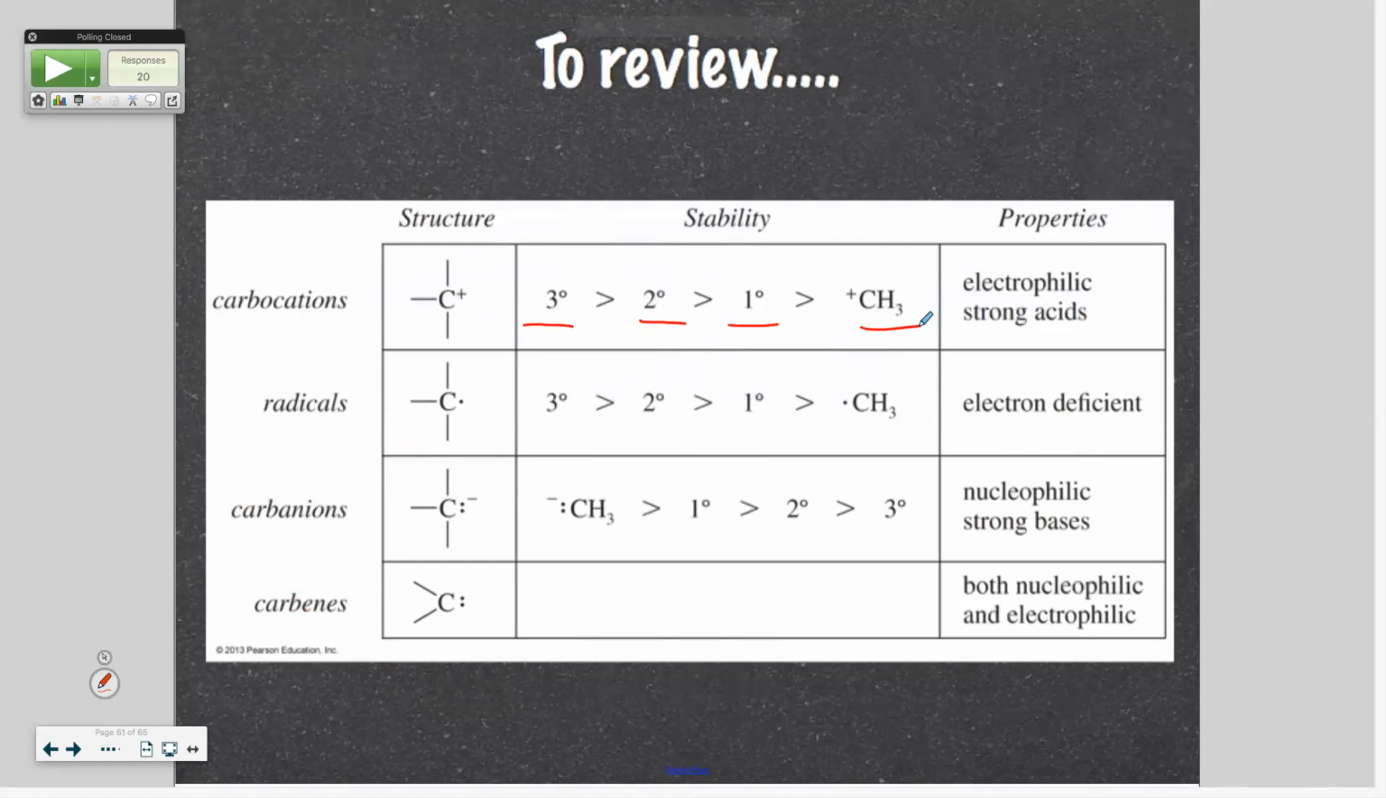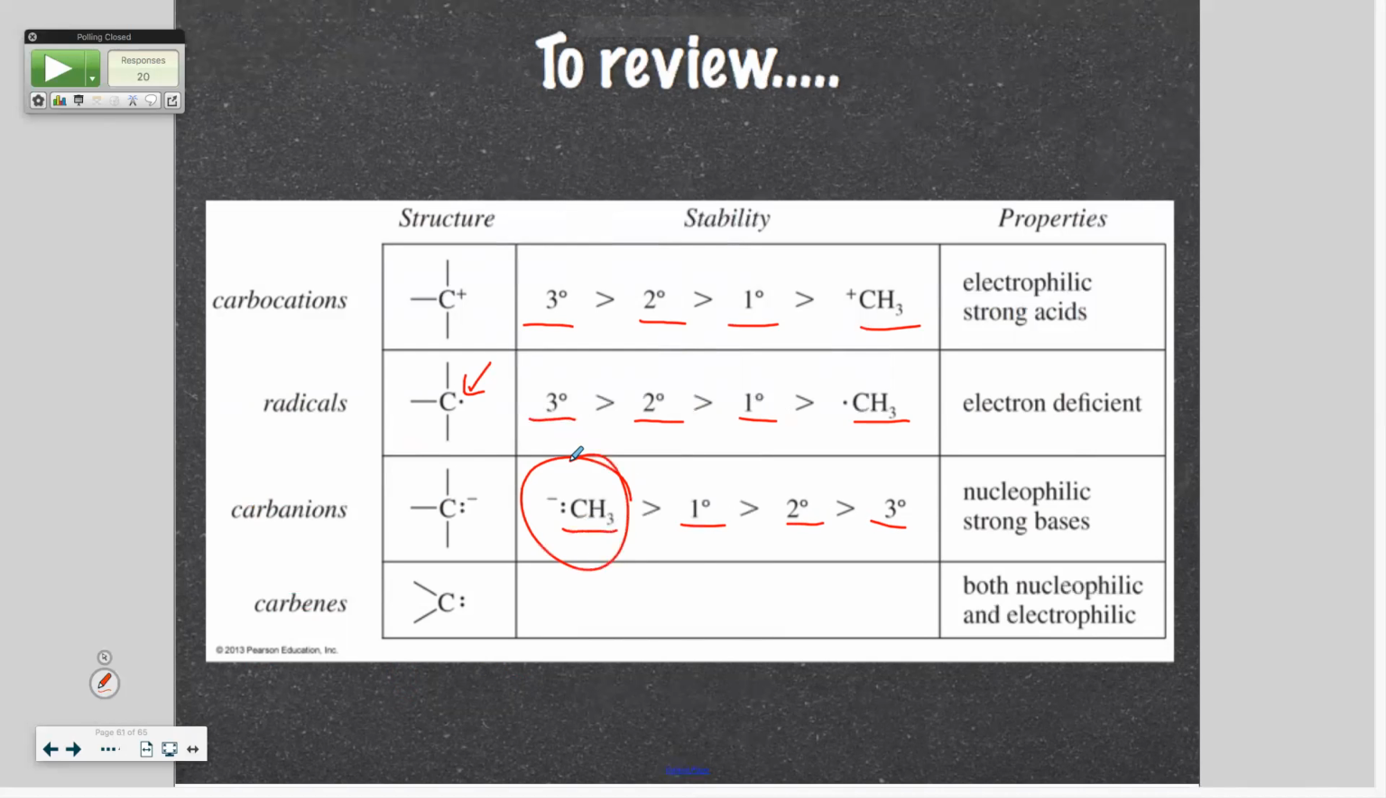The free radicals, that carbon is also sp2 hybridized, and that little free radical is very reactive. The stability parallels the other one: tertiary, secondary, primary, methyl. Carbanions are nucleophilic. They often function as strong bases, and it goes opposite. Methyl carbanion is the most stable, and tertiary is the worst.